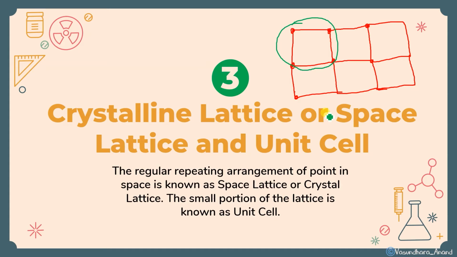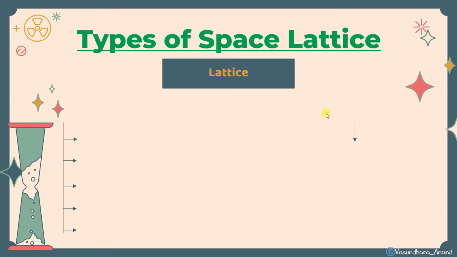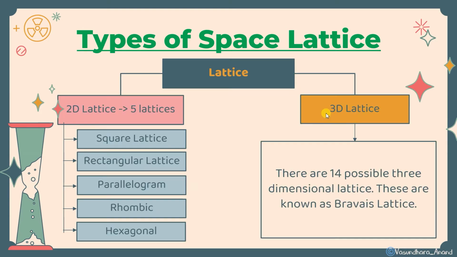Now you know the space lattice. The space lattice is the points arranged in space. That is called space lattice or the crystal lattice. And if we combine the dots, it will give you a special shape, and that is called the unit cell. Okay, so now types of space lattice.